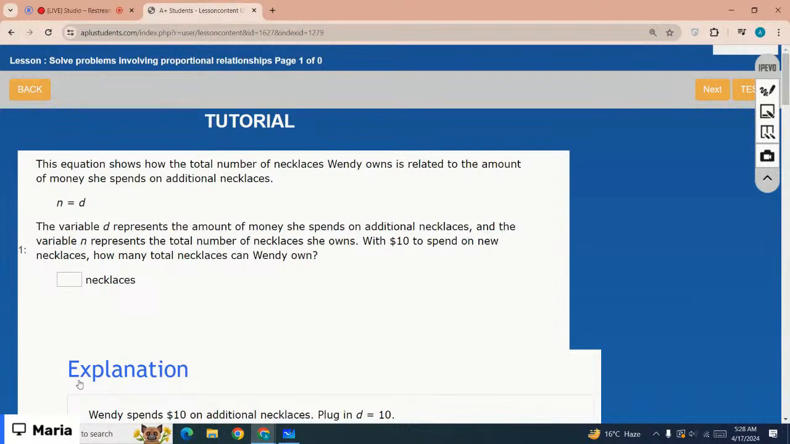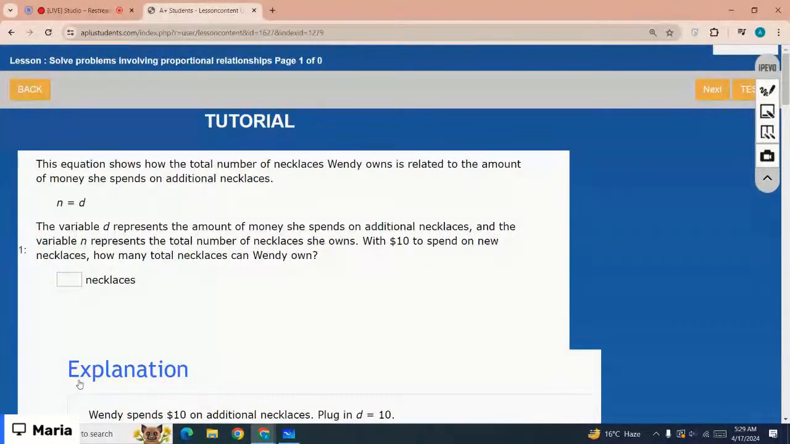The equation shows how the total number of necklaces Wendy owns is related to the amount of money she spent on additional necklaces. N equals D. The variable D represents the amount of money she spends on additional necklaces, and the variable N represents the total number of necklaces she owns. With $10 spent on new necklaces, how many total necklaces can Wendy own?